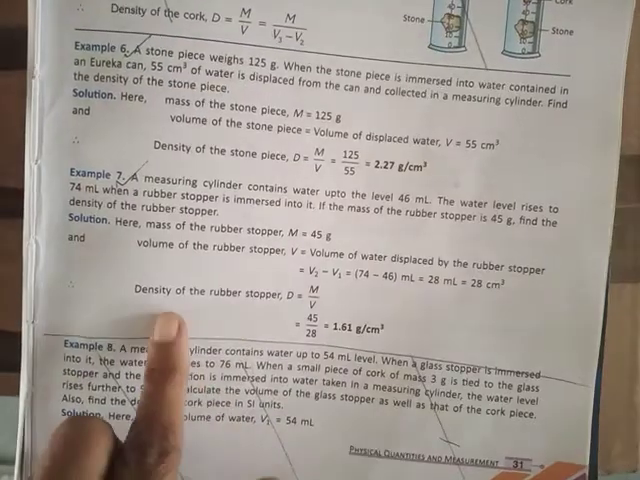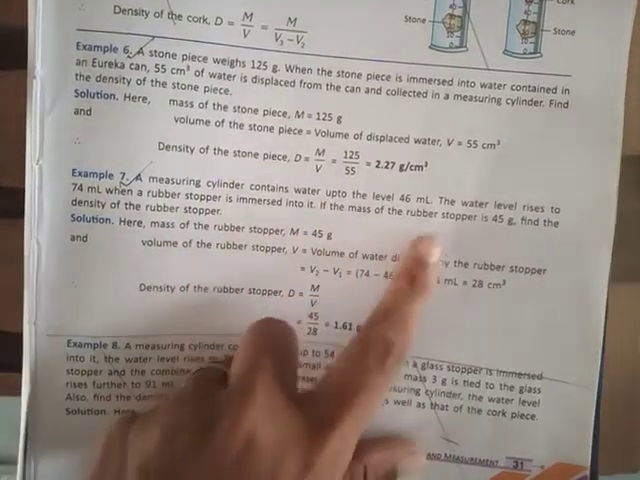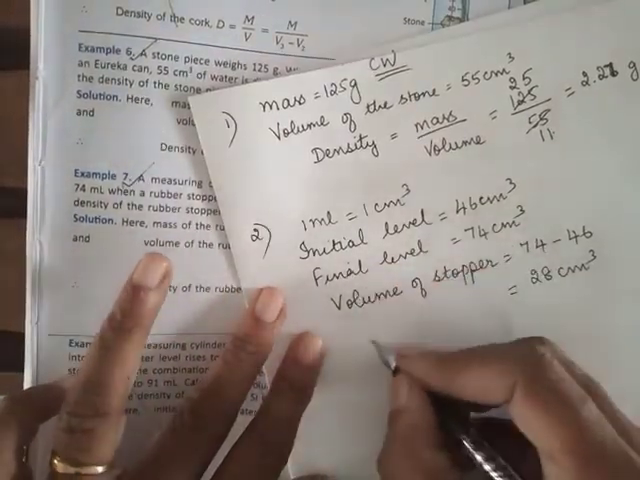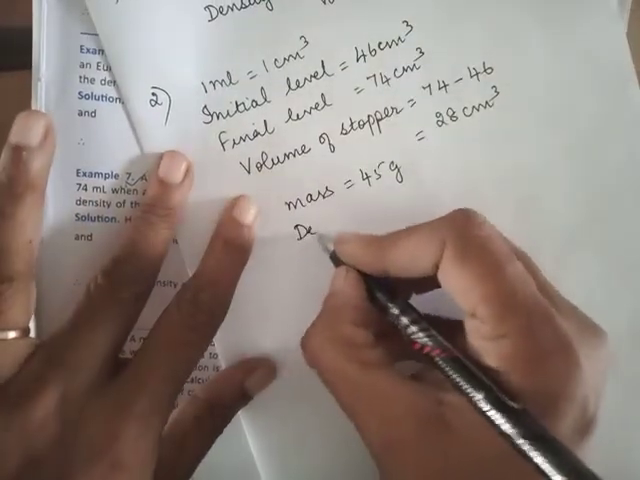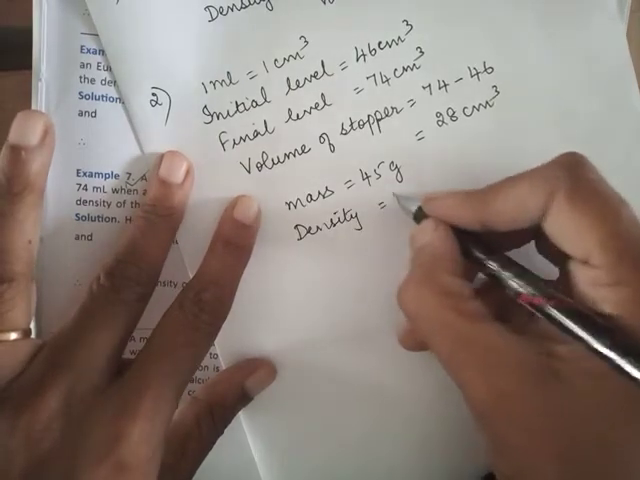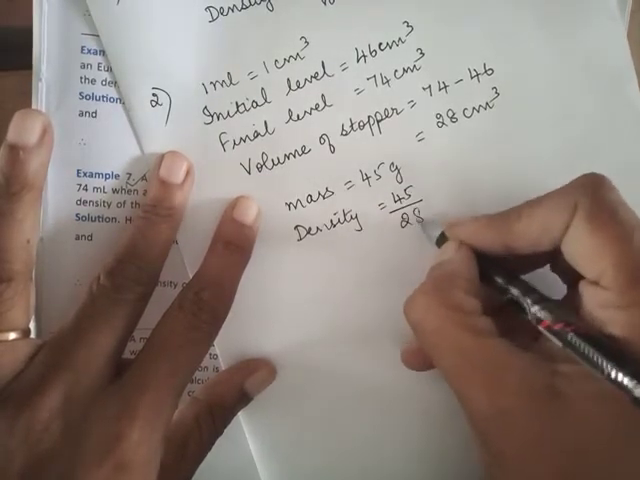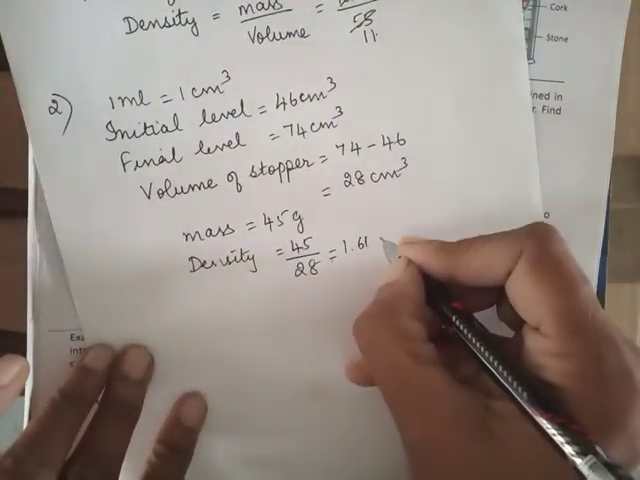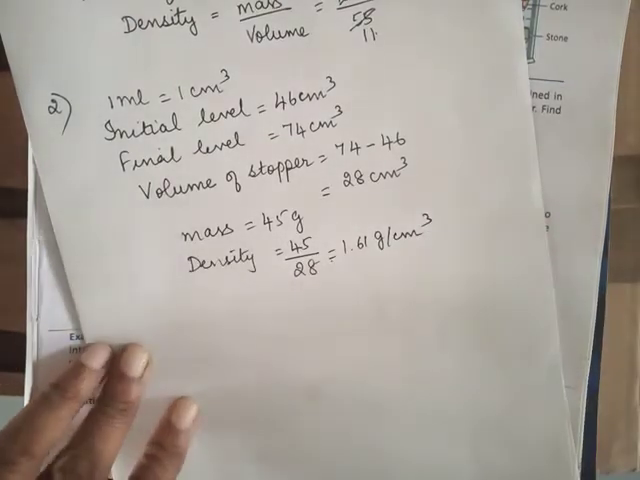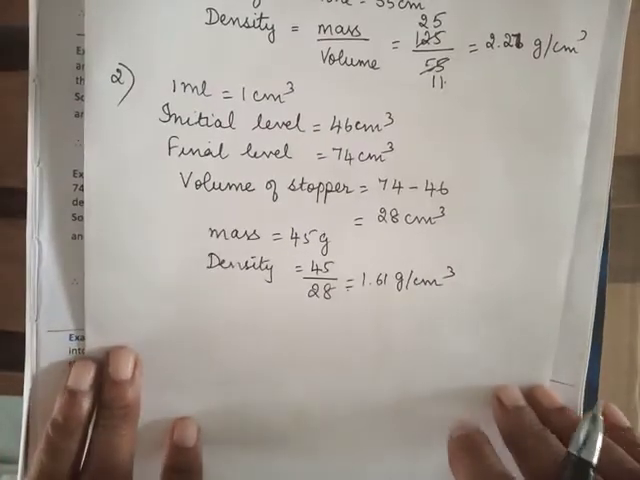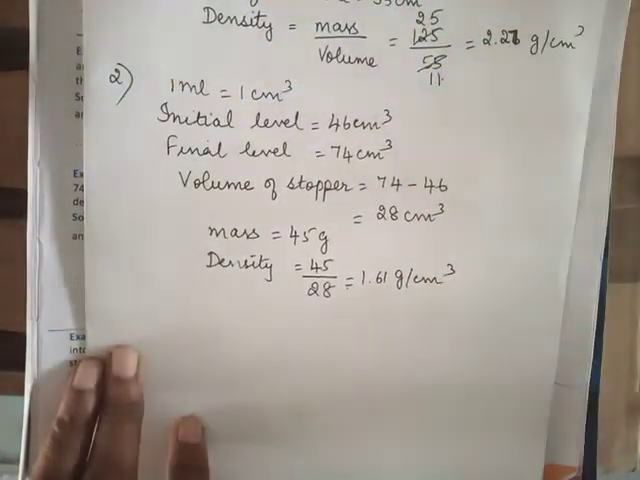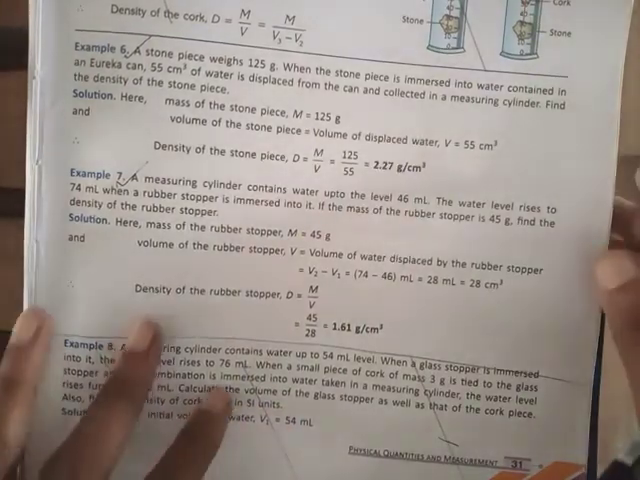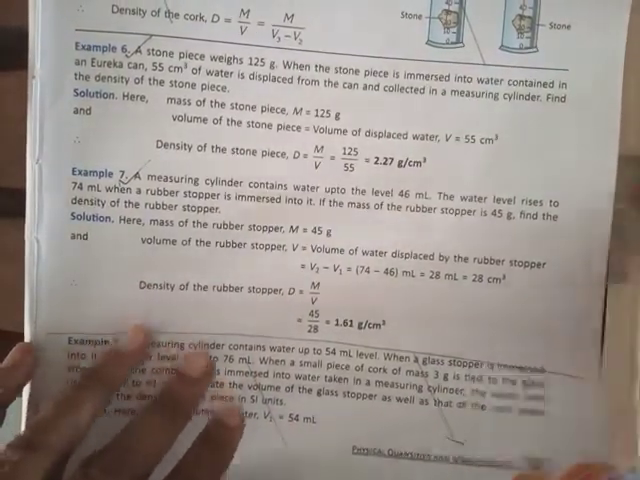Then what else is given? Its mass is given as 45 gram. The mass of the body is given as 45 gram. So I can find the density using the formula mass upon volume: 45 divided by 28. It should come out to be 1.61 gram per centimeter cubed. Is it clear, children? These are the numericals based on the experiments that I did today. Is it clear?